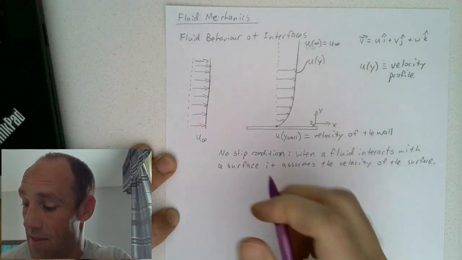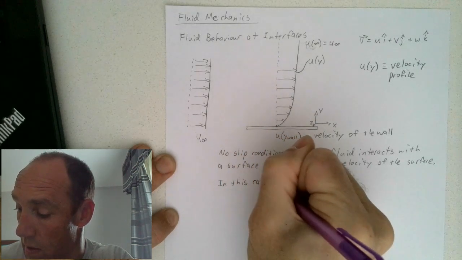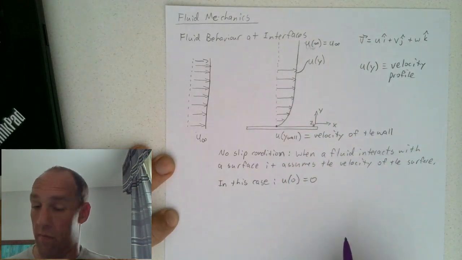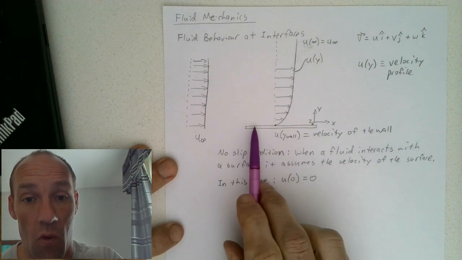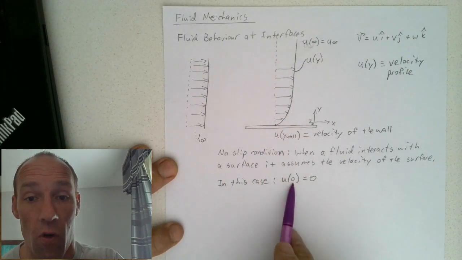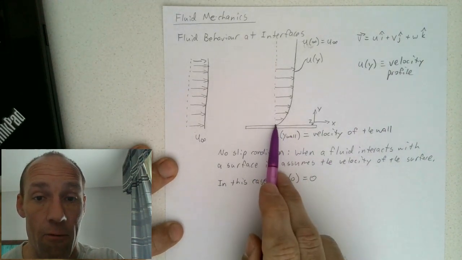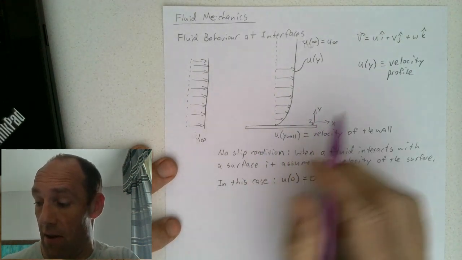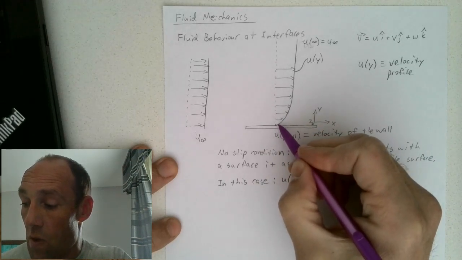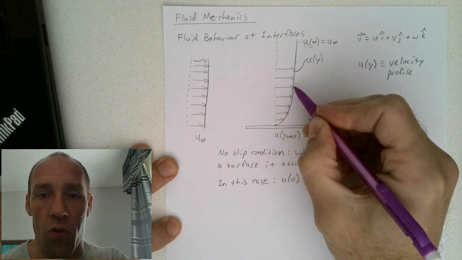So in this case, u of 0 equals 0, right? Because the wall is not moving. This plate is stationary. So u of y wall happens to be 0, and the velocity of the wall is 0. So in contact with the plate, they assume the same velocity. And as we move away from the plate, you have something a little bit more interesting, what's called the velocity profile.